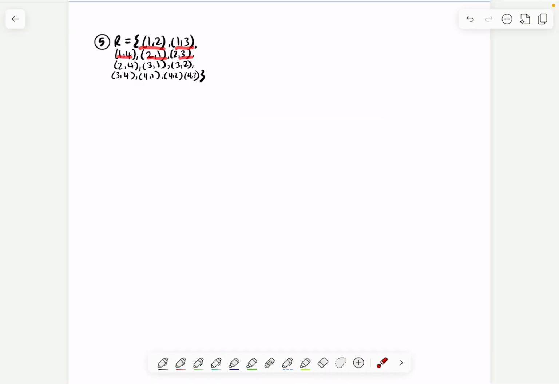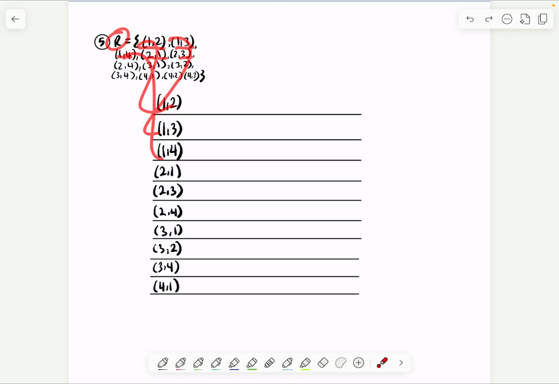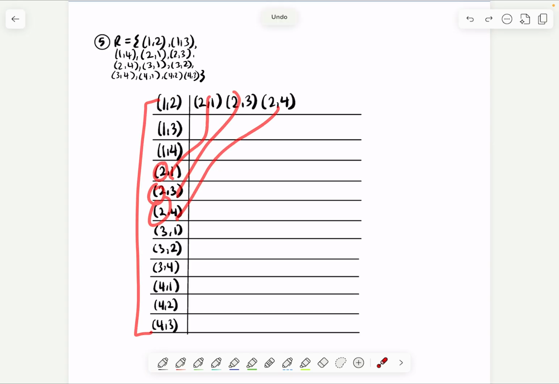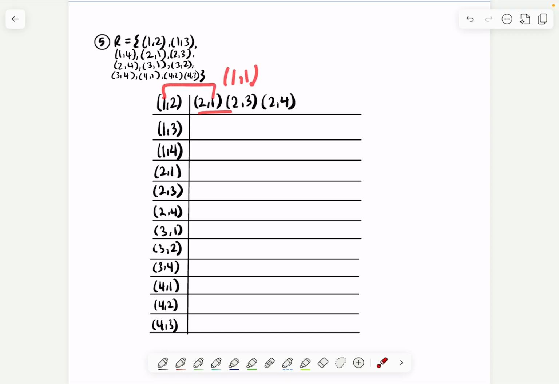Again, you want to make a row for every single point in your relation. So one row for (1,2), one for (1,3), one for (1,4), and so on. Make this a column. And then the points that are going to go in this first row are those that start with 2. So out of all of these, which ones start with 2? This one, and this one. So (2,1) is going to go here, (2,3) is going to go here, and (2,4) is going to go here.